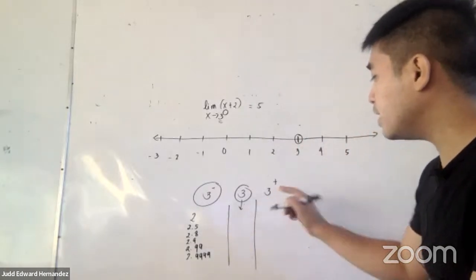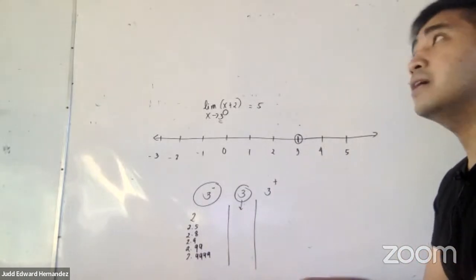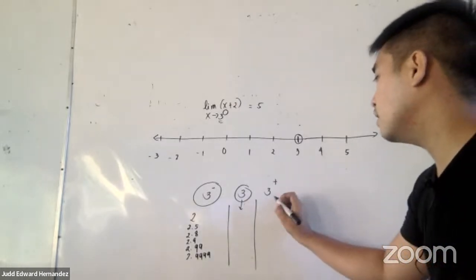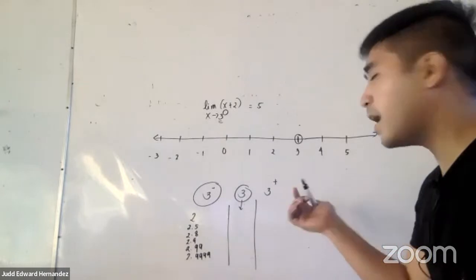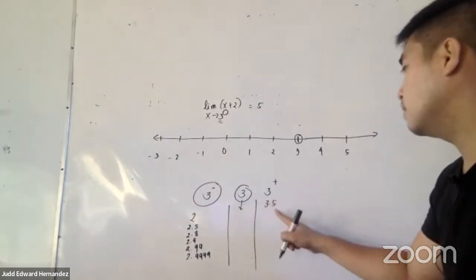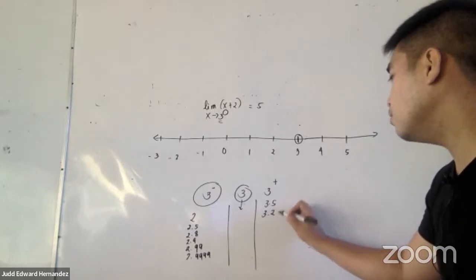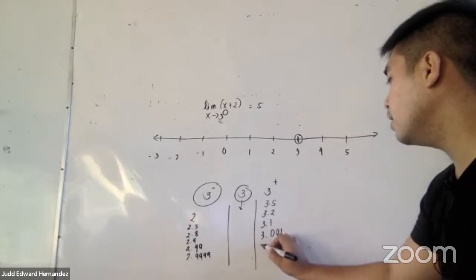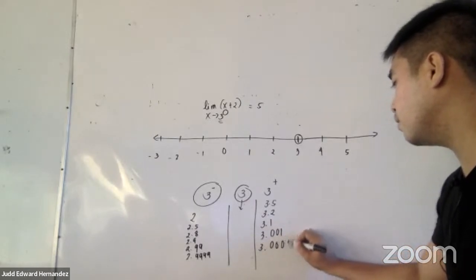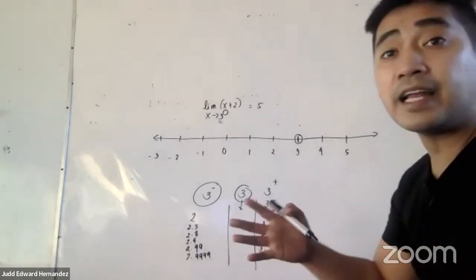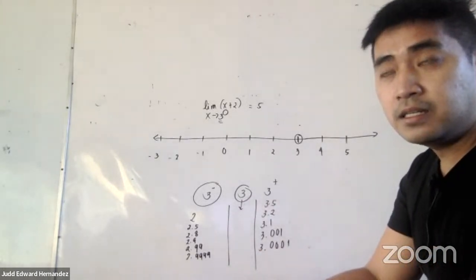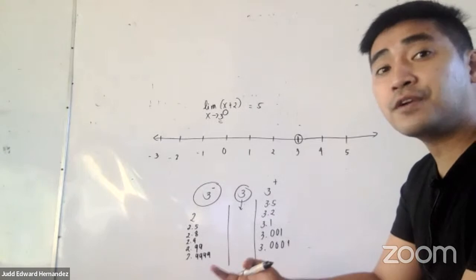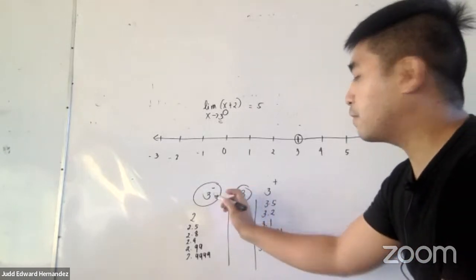Meron naman tayong 3 from the right. Okay. Ano naman po yung mga values natin na 3 from the right? Sabihin natin, we are given 3.5. We are given 3.2, we are given 3.1, we are given 3.001, we are given 3.0001. But this will not be exactly 3. It will get closer and closer to 3, but it will never be exactly 3. Just like 3 from the left.